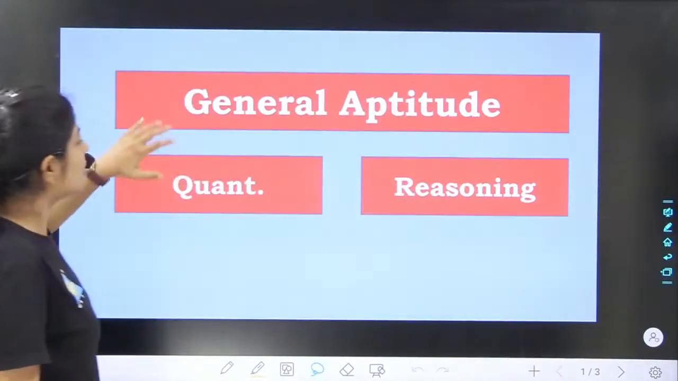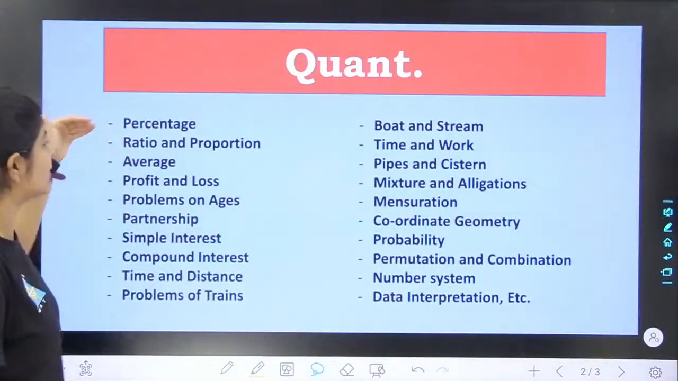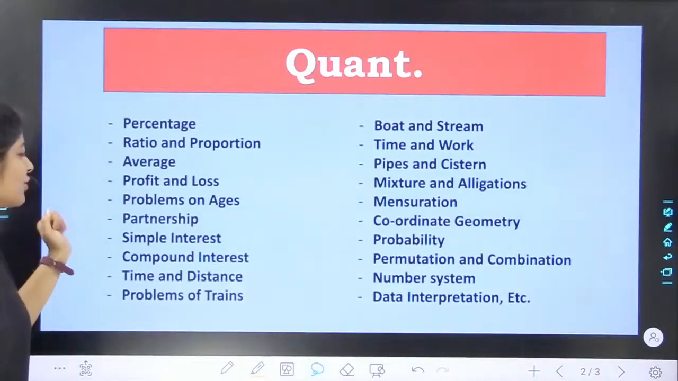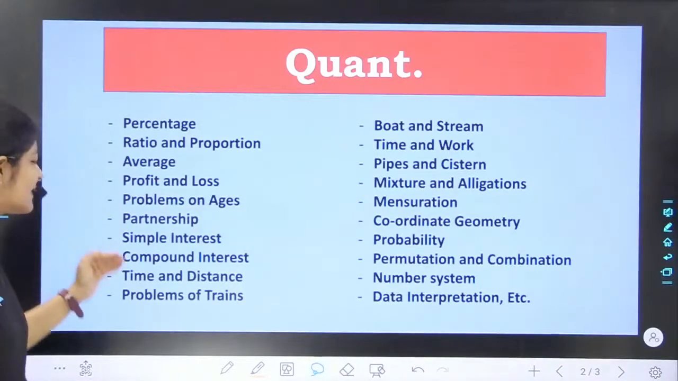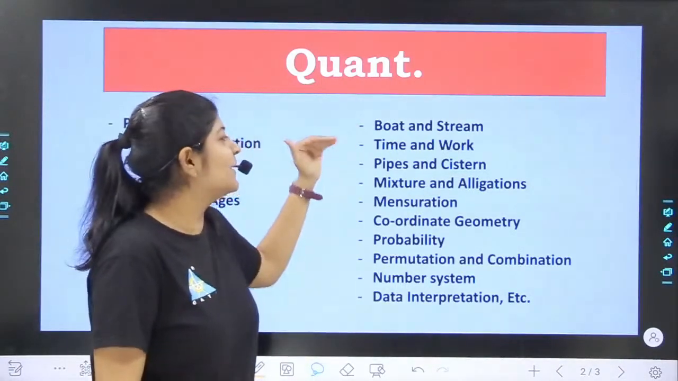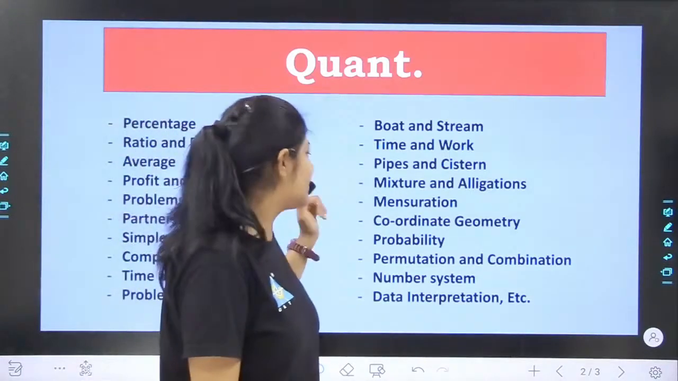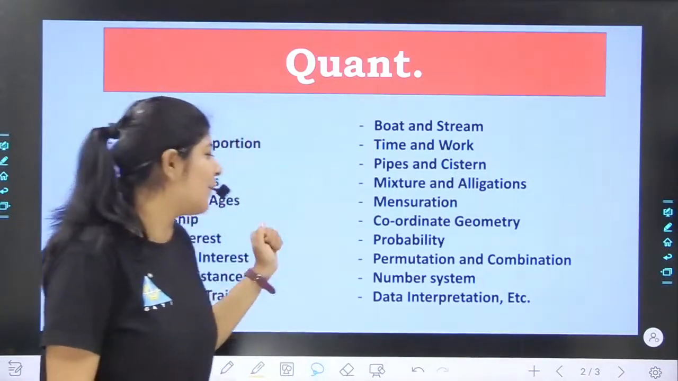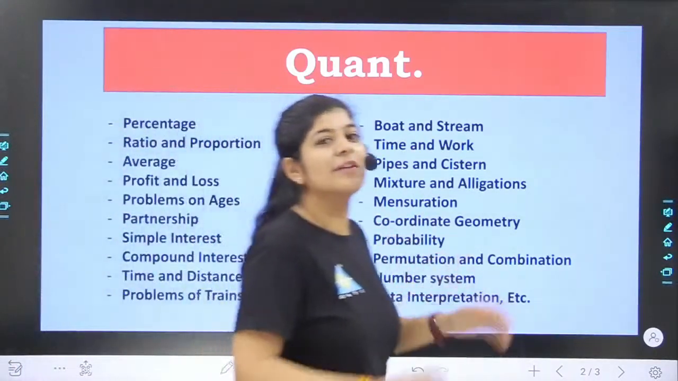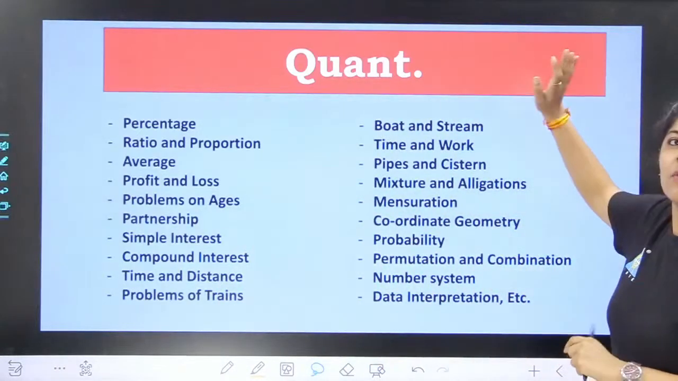If we talk about the quant, here we have some topics like percentage, ratio and proportion, average, profit and loss, problems on ages, partnerships, simple interest, compound interest, time and distance, problems on trains, boats and streams, time and work, pipes and cisterns, mixtures and alligation, mensuration, coordinate geometry, probability, permutation, combination, number system, data interpretation, etc. We are going to cover all these topics under this course, and this is the quant section.